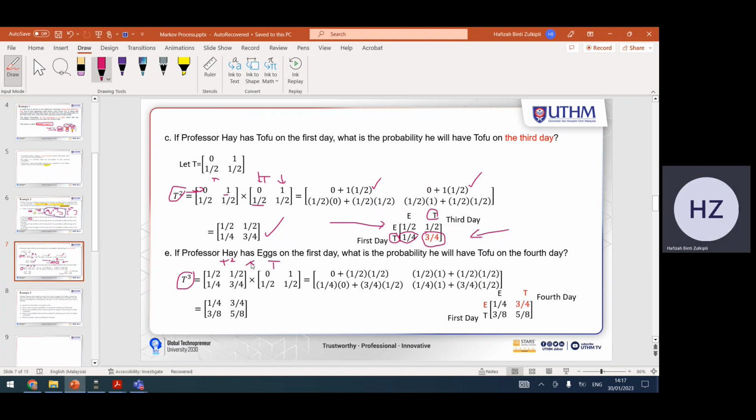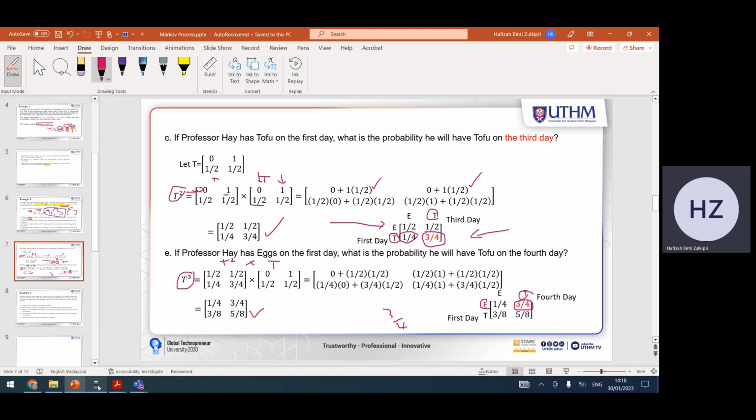Okay, so again, this is a basic calculation of matrices. I believe you can already solve the matrix problems. So we calculate the matrix and then we get this transition matrix for first day and fourth day. So we can answer the question. If Professor Hay has egg on the first day, what is the probability he eats tofu on the fourth day? The answer comes directly from the matrix here. So the answer would be 3/4. Okay, so that's how we solve problems regarding Markov chains.